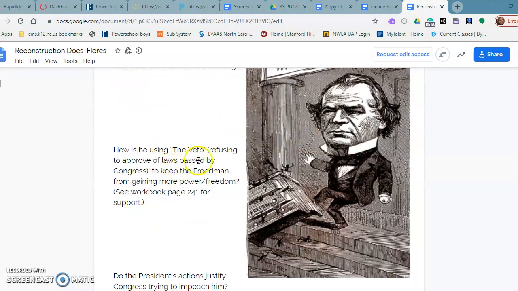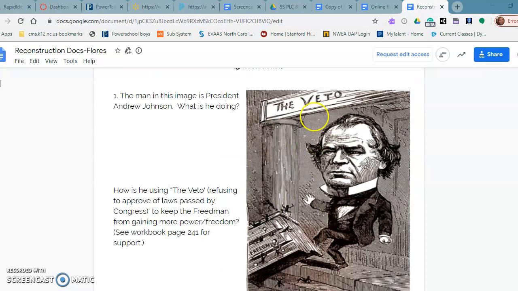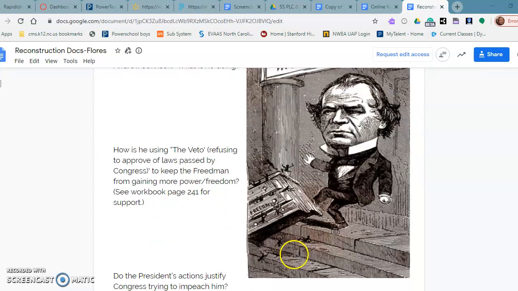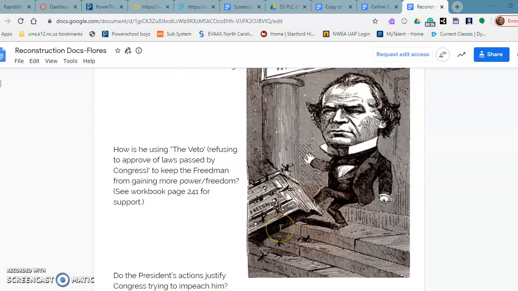How is he using the veto, refusing to approve laws? He is using his powers under separation of powers. Remember, the president has the veto ability to pass or to veto or disapprove laws from the Congress. And he does that by vetoing and kicking the Freedmen's Bureau down.